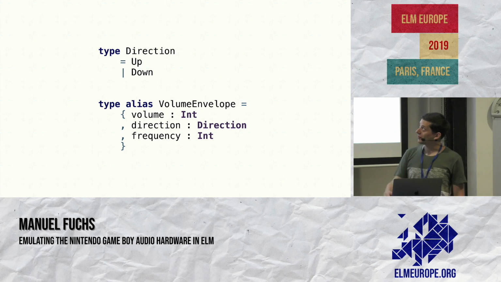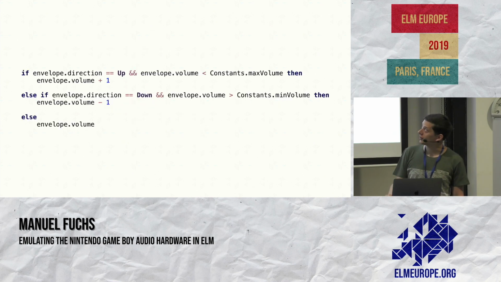Implementation-wise, it's simple. We have a custom type for if we're going up or down, have the current volume, and the frequency in which we change the volume. And then we just need to check if we are already at the maximum volume if you go up, and if not, we increment by 1. And the same is true for the other direction.